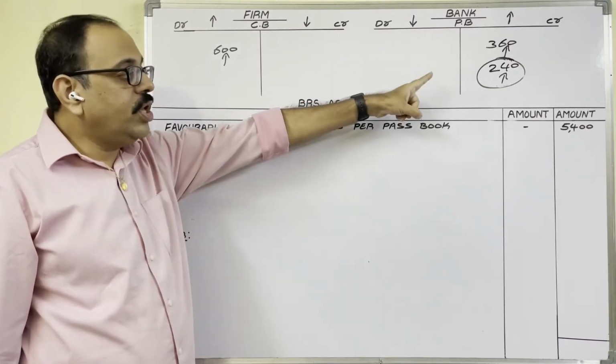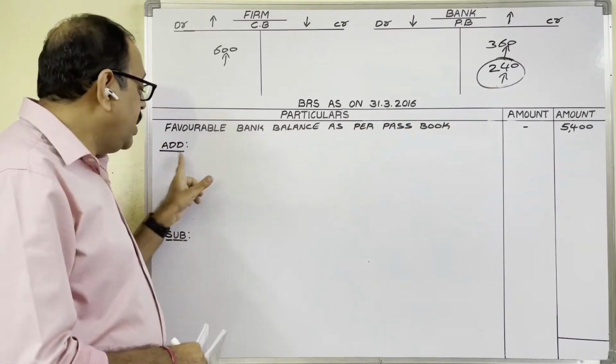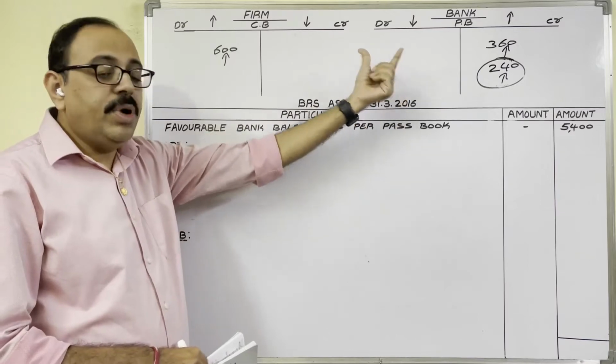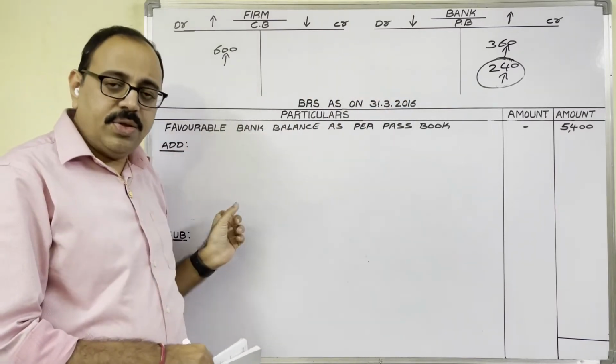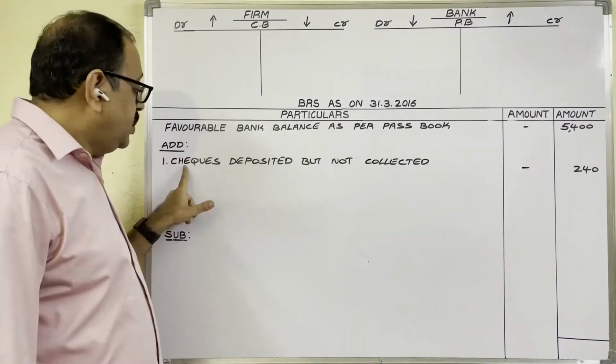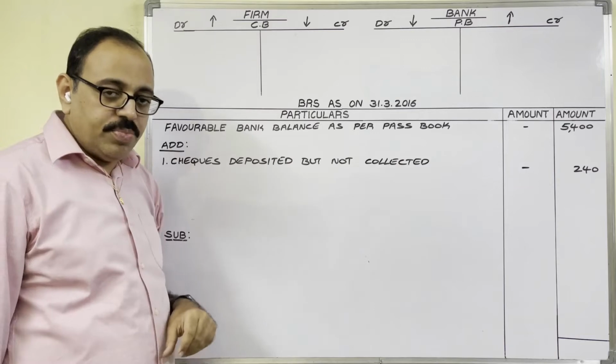Now 240 rupees we should add to that 5400. What to write here? What happened? We deposited checks but not collected. Write down that sentence. Checks deposited but not collected. Checks deposited but not collected. Amount in outer column 240 rupees.